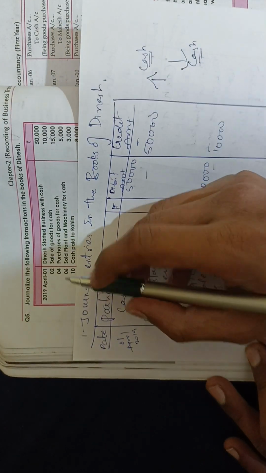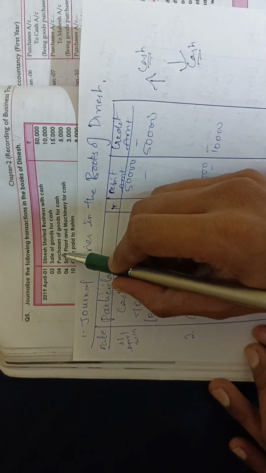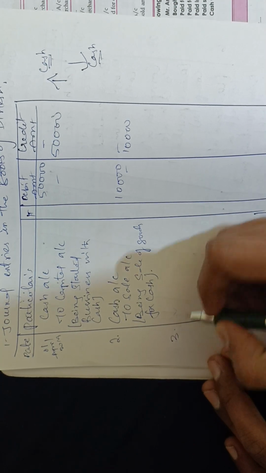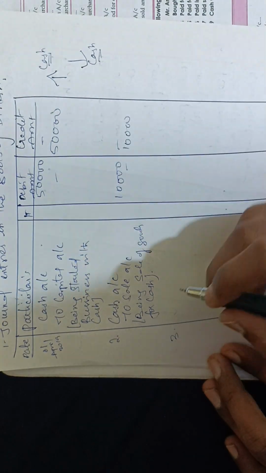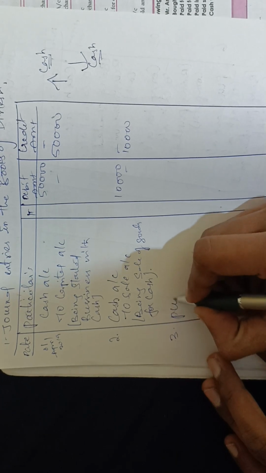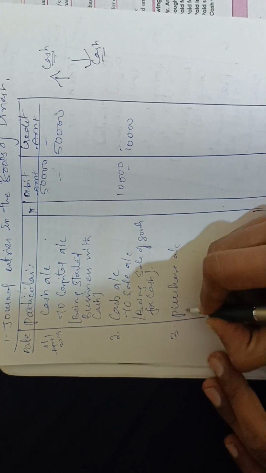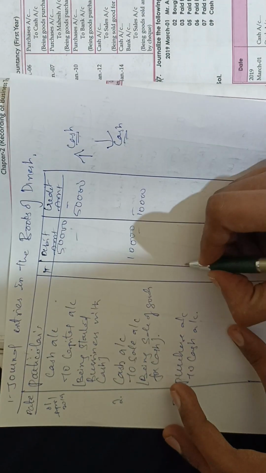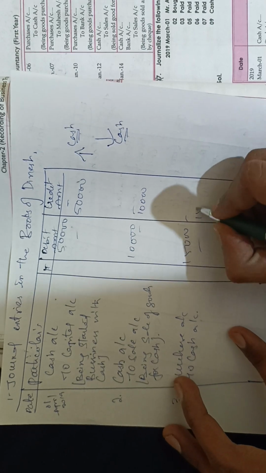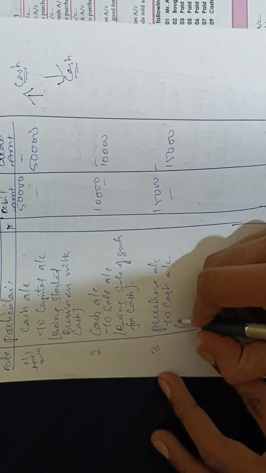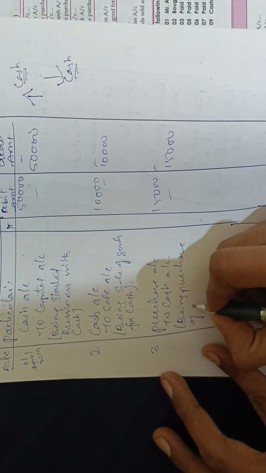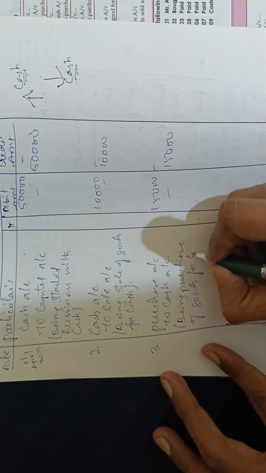Now see the next entry, the third: purchase goods for cash rupees 15,000. When you purchase something you have to give the cash, so you are losing the cash. So purchase account to cash account. The amount is rupees 15,000 on both sides. Narration: being purchase of goods for cash.